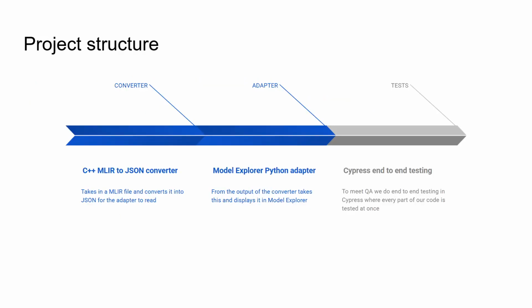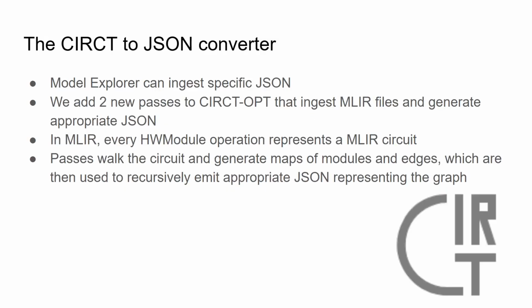To do this, we've split it into 3 steps. Or 2 main steps and then a QA section, where we take MLIR and we convert it to JSON, and then we show the JSON in Model Explorer. Later we also do testing, which we will talk about a bit.